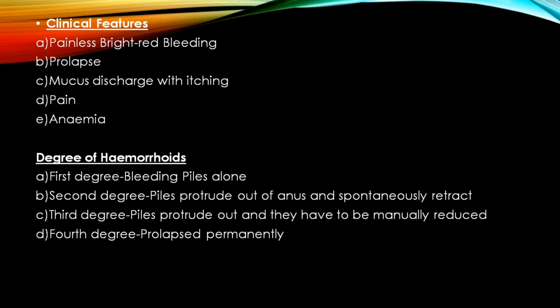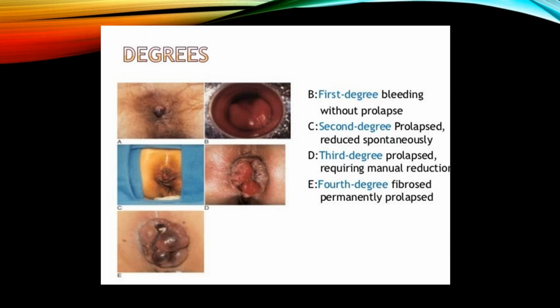That is the fourth degree, which you should remember. So here you can see that the B diagram is the first degree. When you put a proctoscope there are only piles within the anal canal. C is the second degree: they come out, but after defecation or straining they go back inside. The third diagram, D, is third degree: they have prolapsed, and if you push them with your hand they go inside. In the fourth degree you can see they have come out and strangulated, and you can see the bluish color, meaning thrombus formation has also occurred. So these are the strangulated piles.